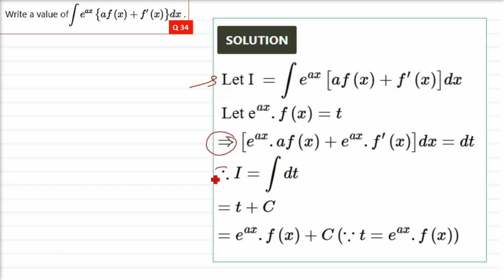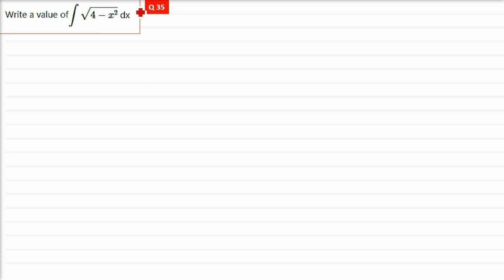Only if you put t equals to this one, then you are able to solve it. Now we are using a certain direct formula here, integration of 4 minus x square. So this is under root a square minus x square if we integrate. So I am actually integrating this with respect to dx. dx is outside the under root.